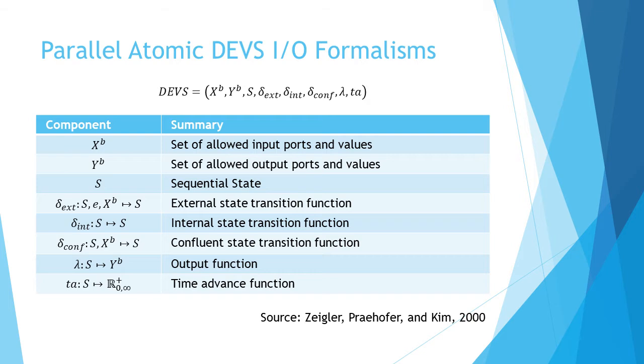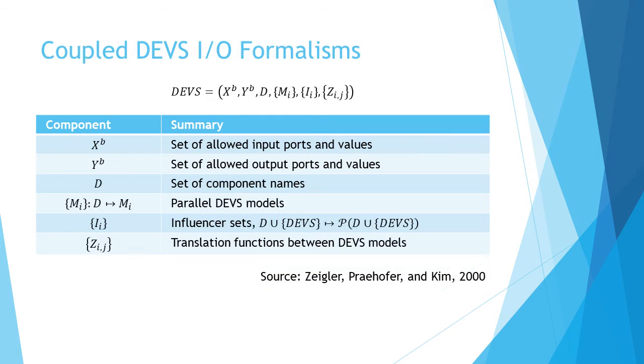At the core, we follow the parallel atomic DEVS I/O formalism. Note that the only state transition functions that can alter the state of the model are shown by the S. This is important for ensuring DEVS scripting is compliant with existing DEVS specifications. We accomplish this by blocking the thread until we enter one of the state transition methods.